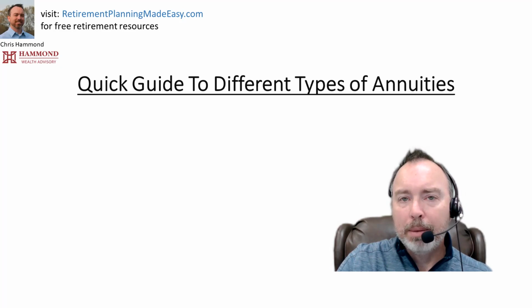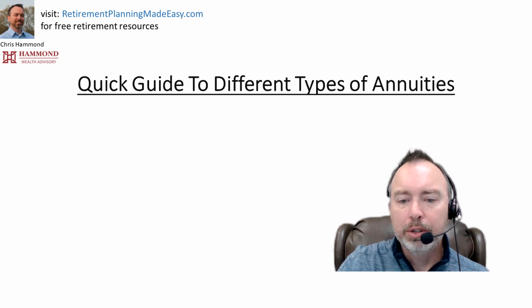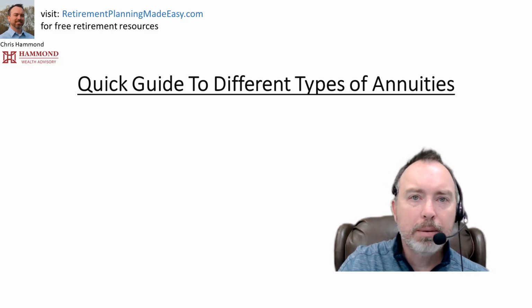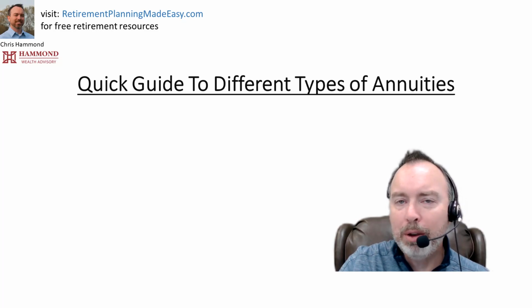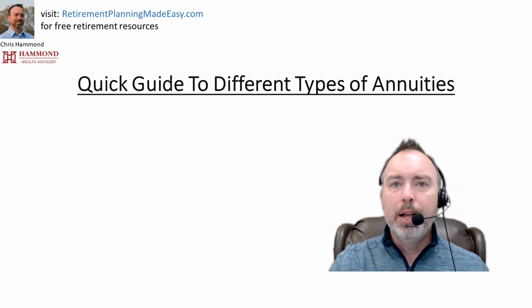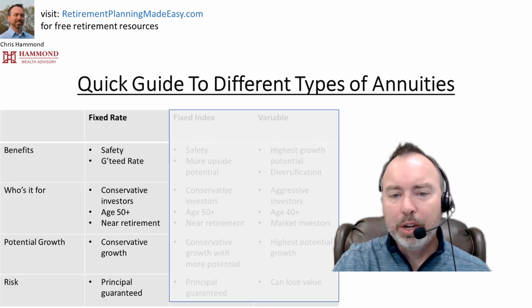So for today's episode, I've just put together a quick guide to the different types of annuities, so you can use this as a way of telling, what do the main ones actually do? What problems do they solve for? And what do they not do so well? So let's just jump into it.